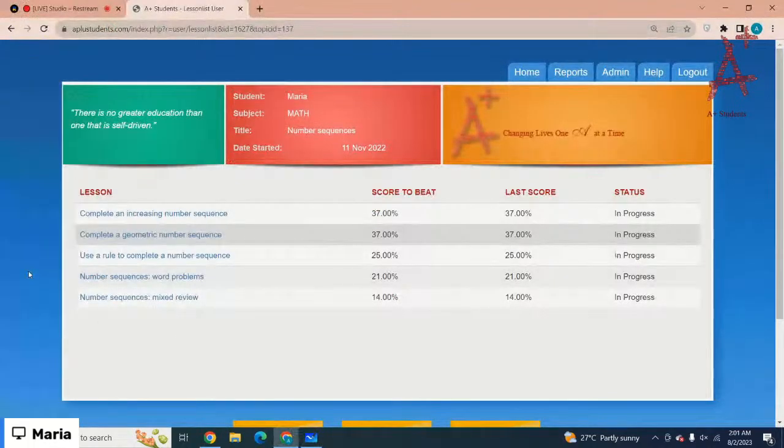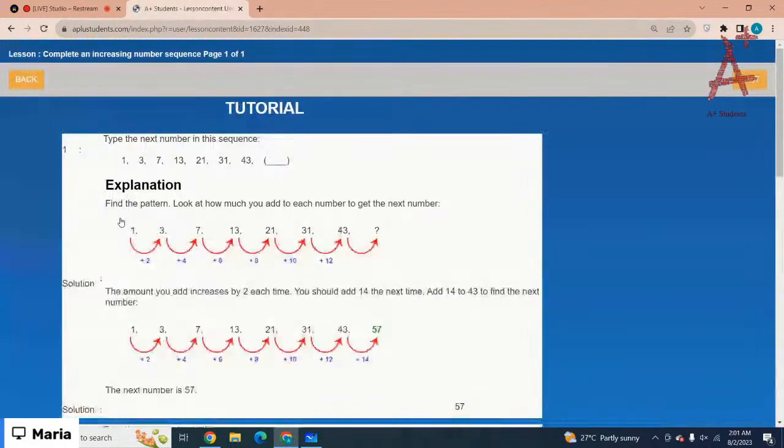Okay, here I'm on the chapter grade 5 math. Chapter is number sequences. The first lesson is complete an increasing number sequence. Let's just start with the first example. Type the next numbers in the sequence. Whenever we are working on sequences, first thing you have to do is look for the pattern. Sequences are increasing by a pattern. Either they are increasing by a specific number or they are decreasing. So you have to look for the specific number by which the sequence is increasing or decreasing, right?